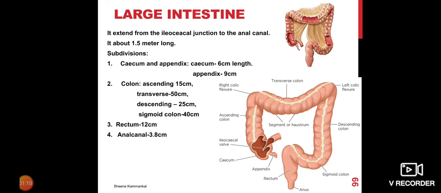It extends from the ileocecal junction to the anal canal. The ileocecal junction is, this is the cecum, this is the ileum. Because the small intestine, the duodenum, jejunum and ileum, has to finally join with the cecum. So this is the ileocecal junction. From there it starts and it ends at the anal canal.